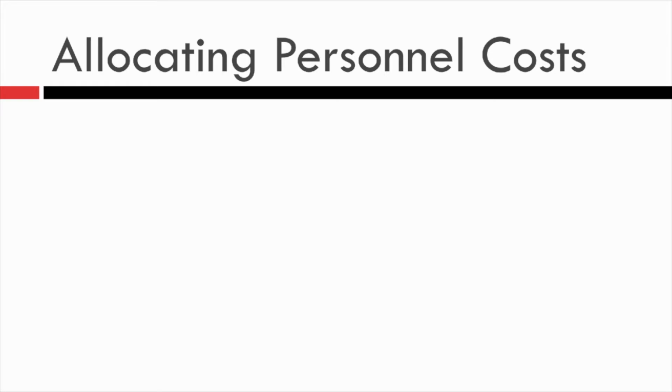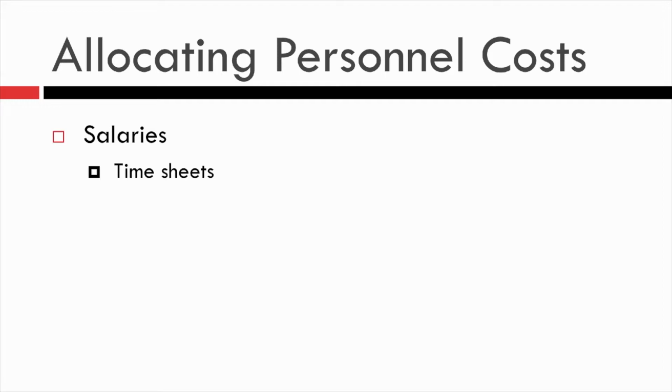So when allocating personnel costs, whether they're shared, because it's the cost of the executive director who does marketing for all of the programs, or direct costs, where they're salaried employees who wear multiple hats and work in multiple areas of the organization, there are a number of ways in which you can allocate salaries.